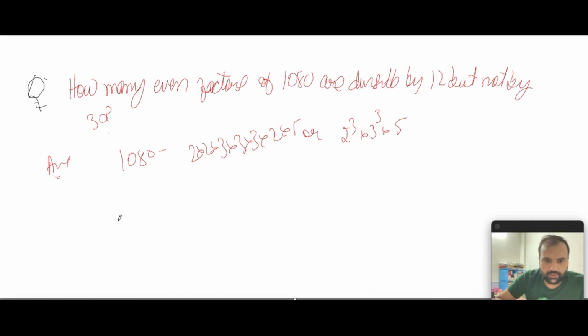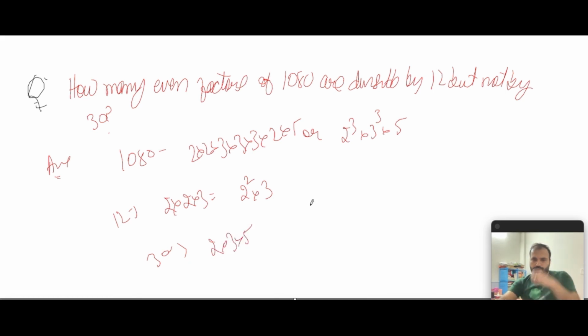Now it says it is divisible by 12 but not by 30. So it is divisible by 12, so 12 gives us 2 into 2 into 3, which is 2 square into 3. This is what we need to find, but it also says that it should not be divisible by 30. 30 is 6 into 5, so 2 into 3 into 5. So we need to find all those even factors of 1080 that are divisible by 12, but are not divisible by 30.